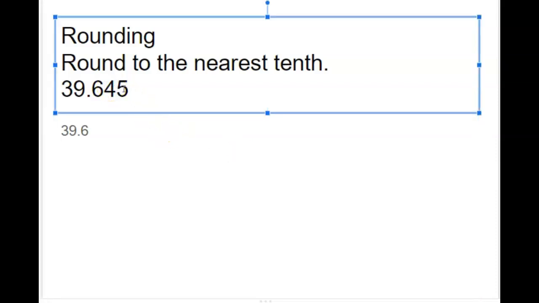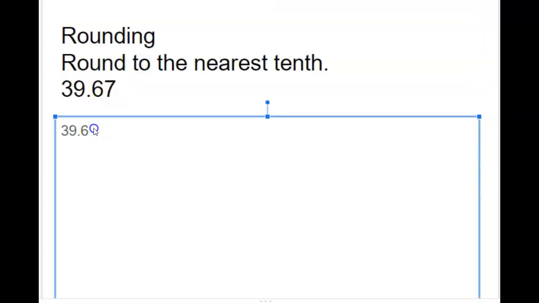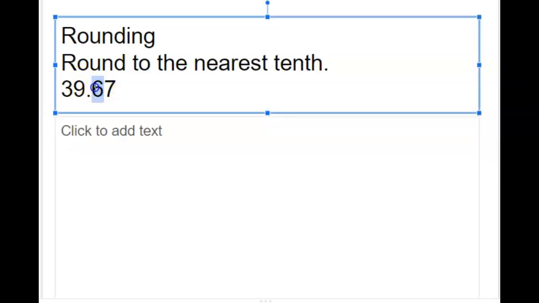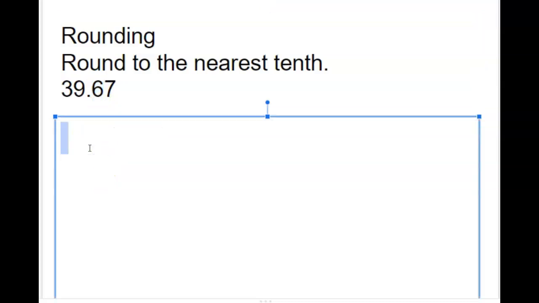Okay, now let's say another example, another problem. Let's say that it was 39.67 instead, and the problem is asking you to round to the nearest tenth. Okay, so our tenths place is a 6. We look at the next digit next to it, it's a 7. So that means that we need to go up 1. So our tenths place becomes a 7. So our answer would be 39.7.